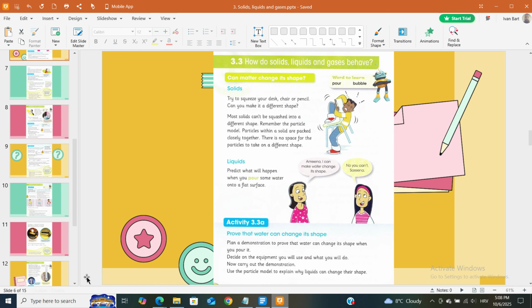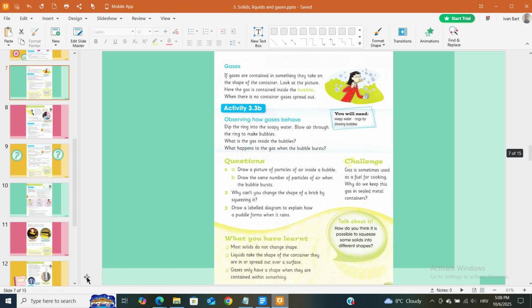Gases. If gases are contained in something, they take on the shape of the container. Look at the picture. Here the gas is contained inside the bubble. When there is no container, gases spread out.